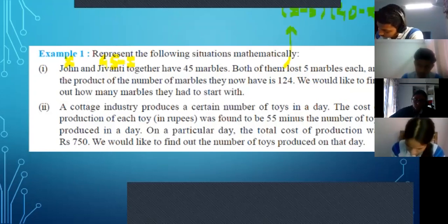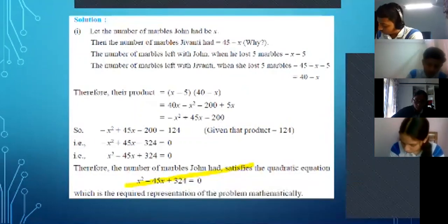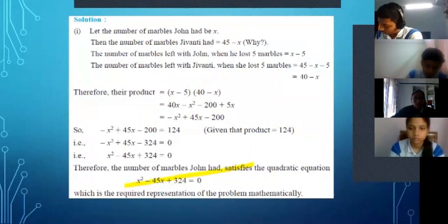Only one equation I'll get. Okay, now solve it. They are asking you to first show it mathematically, so you need not solve it at the moment, children. So this is the required equation. You can solve it because you have done it last year, so you can very well solve it, but leave it at that point. Has everybody got it in the form X square minus 45x plus 324 is equal to 0?